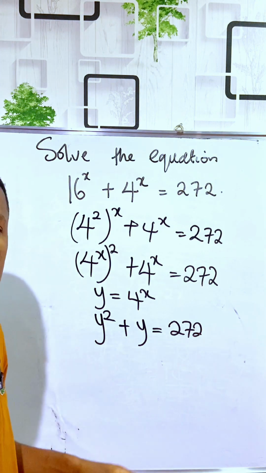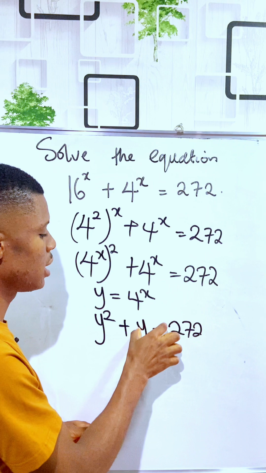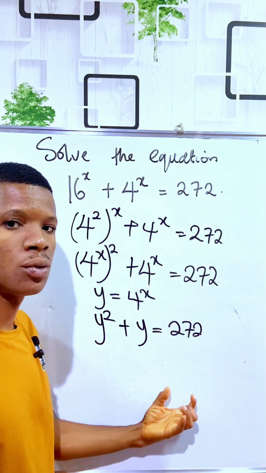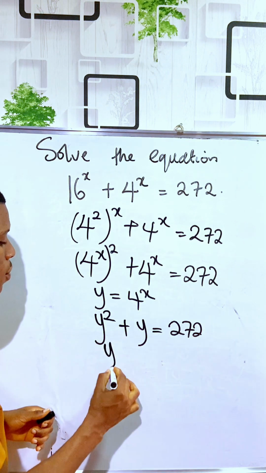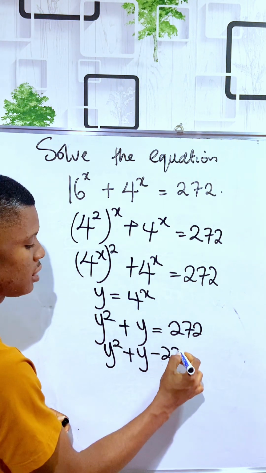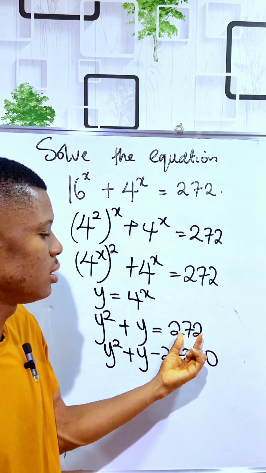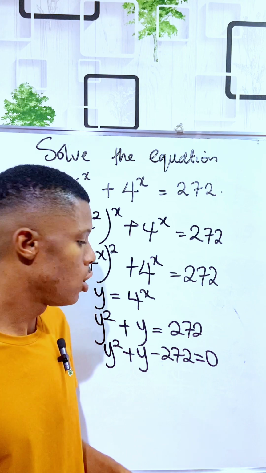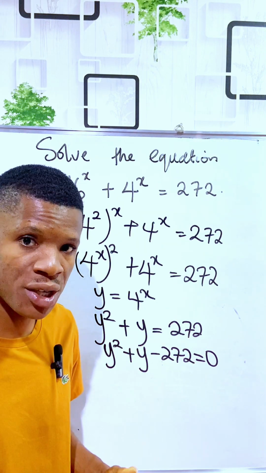Then this is a typical example of a quadratic equation. So I'm going to bring 272 inside this term. To do that, you have y squared plus y minus 272 is equal to 0. I subtract 272 from both sides. So I can now factorize this given quadratic equation.